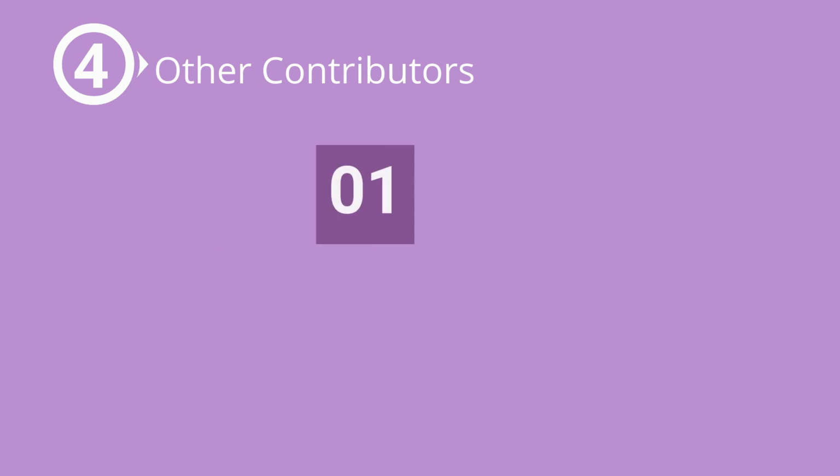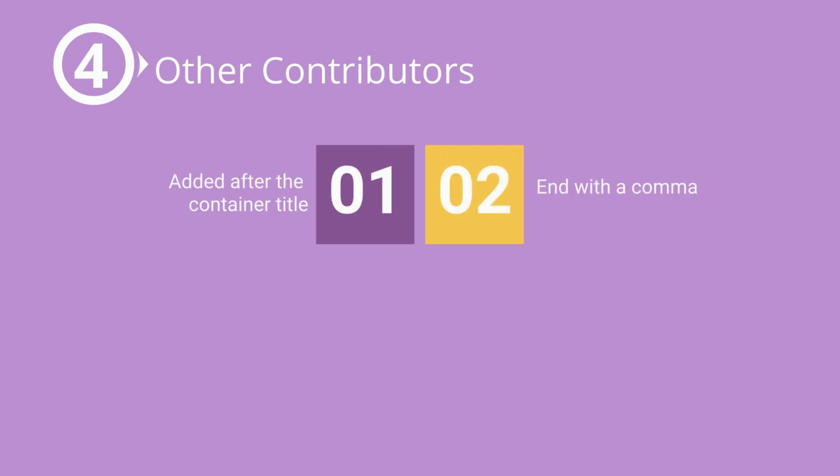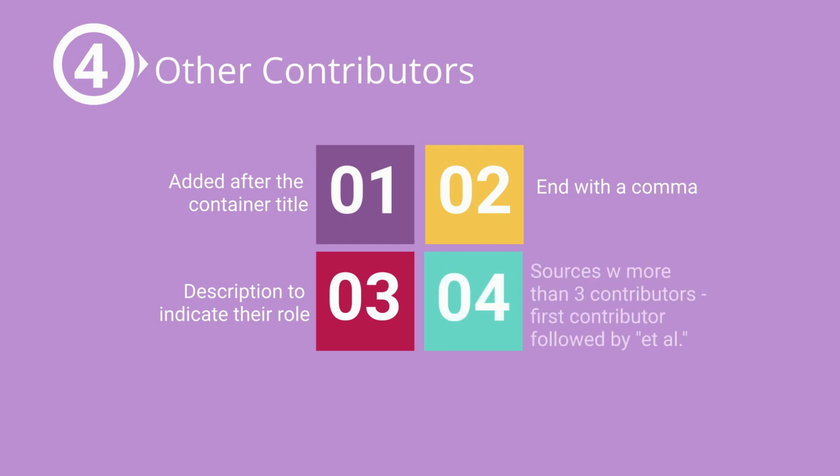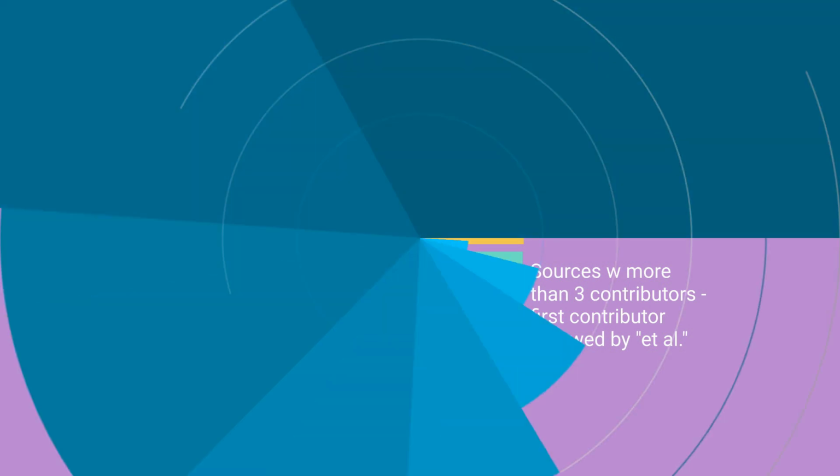Contributors are added after the container title and always end with a comma. Use a description to indicate their involvement or contribution to the work, such as translated by, illustrated by, edited by, or directed by. If a work has more than 3 contributors, follow the same use of et al. as a source with 3 or more authors.